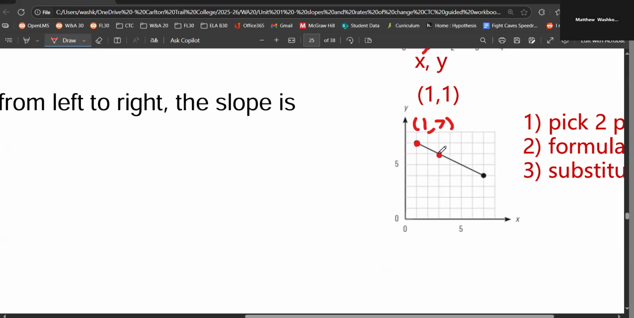This is my next easiest point if I wanted. I could use, what is that? 3 and 6, or you could even use this point here. Any of them work. I'm going to use the 2 big points here just because. So in this case, my x is 7, my y is 4. So I have 2 points here.